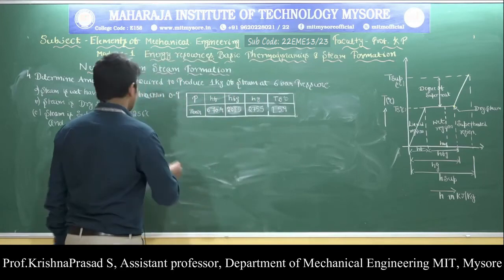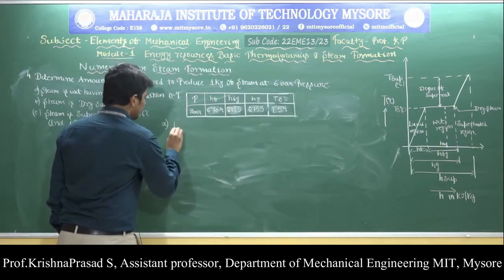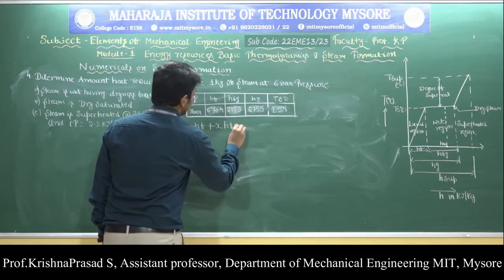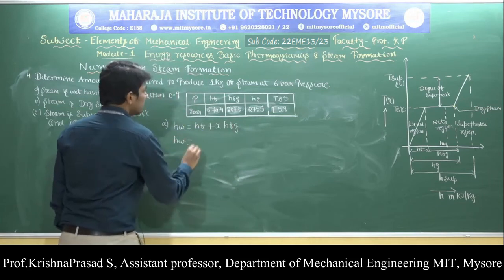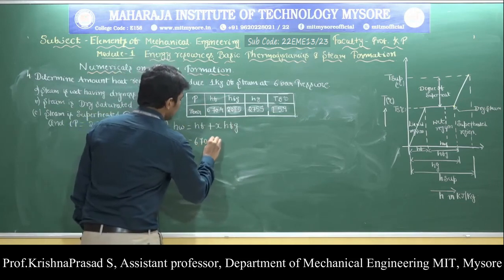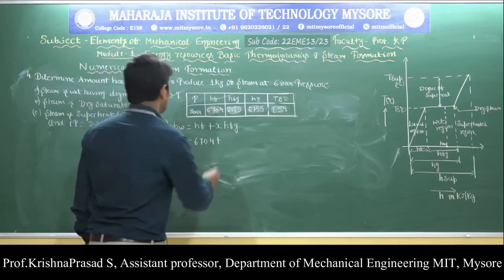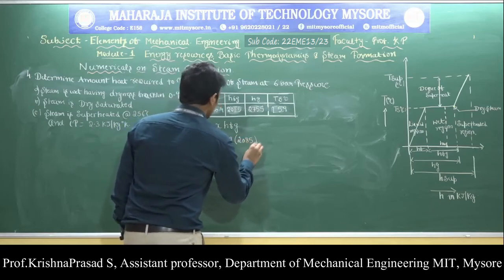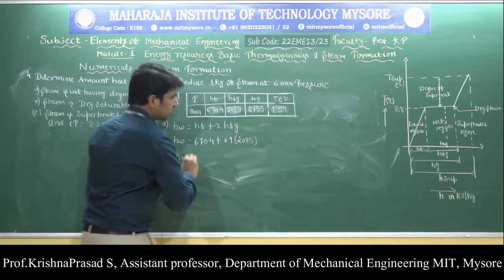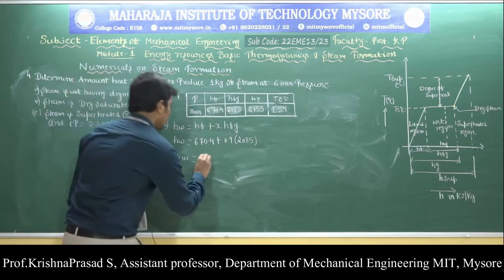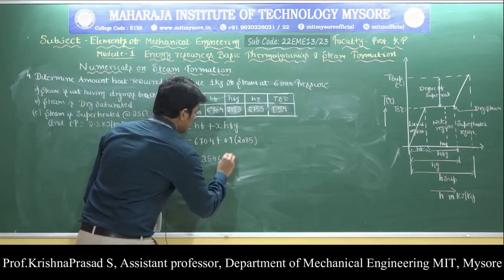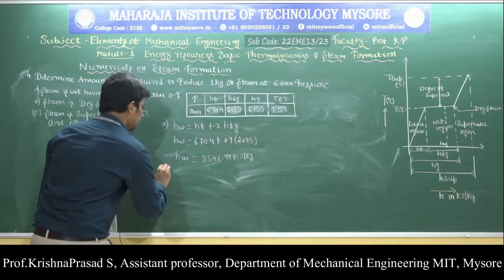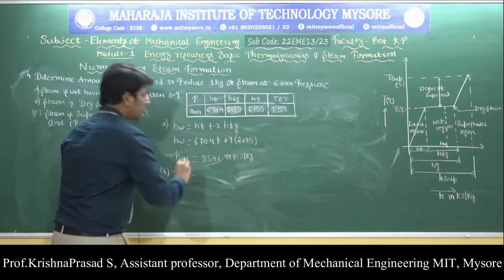Here the first condition is that steam is wet, that means Hw is equal to Hf plus x into Hfg. Here the Hf value is given, that is 670.4, the dryness fraction is 0.9 and Hfg is 2085. After simplification, Hw is equal to 2546.99 kilojoule per kg.